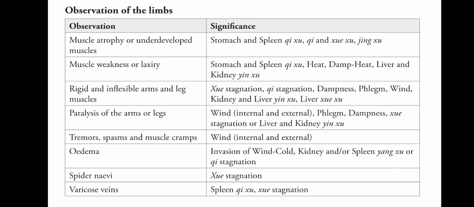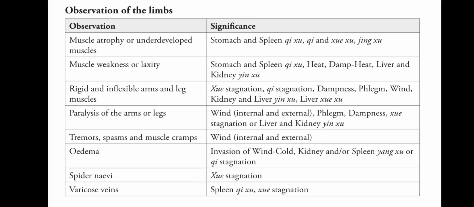For observation of the limbs and its significance, when there is muscle atrophy or underdeveloped muscles, that is stomach and spleen qi deficiency, qi and blood deficiency, and Jing deficiency. For muscle weakness or laxity, there is stomach and spleen qi deficiency, heat, damp heat, liver, and kidney yin deficiency. For rigid and inflexible arms and leg muscles, there's blood stagnation, qi stagnation, dampness, phlegm, wind, kidney and liver yin deficiency, and liver blood deficiency.